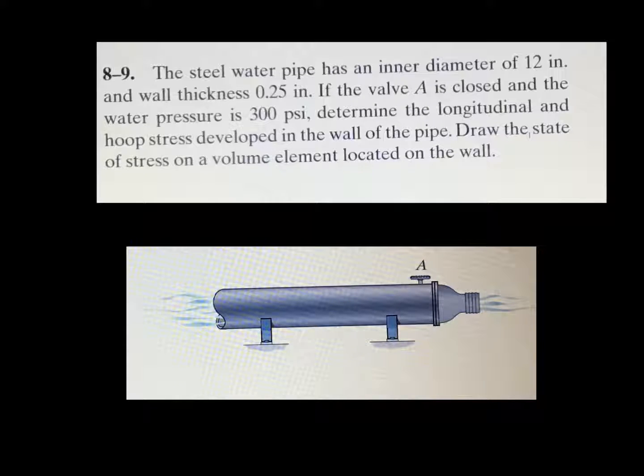pipeline. So to summarize, if you have open ends, there will be only hoop stresses. If your pipeline has a closed end, then there will be both stresses, longitudinal and hoop stress. And we are using the assumption that the supports only exert vertical forces on the pipe.